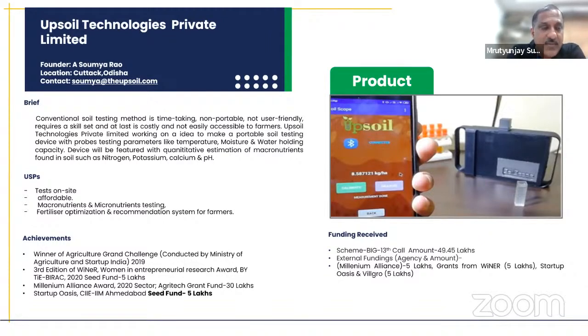But these centers have been created in the country, in the whole world actually, to help you. Because you cannot bring technical people, ideas, design people, marketing people, business people, policymakers, regulatory compliance and certification people on one platform. These centers bring it. Now, this is a very interesting one with Upsoil Technology Private Limited.